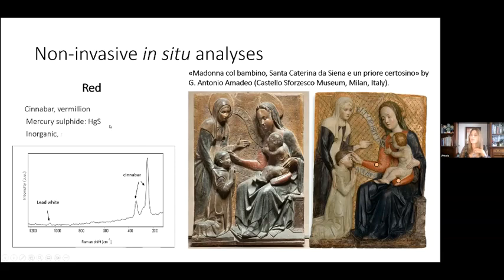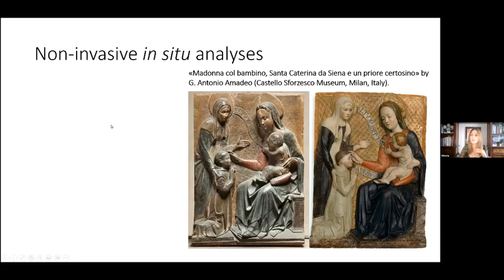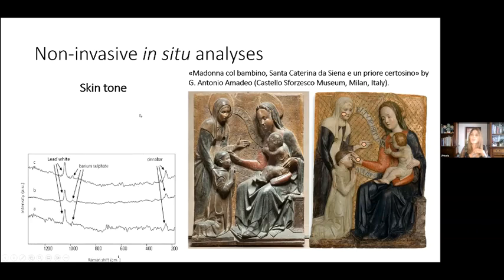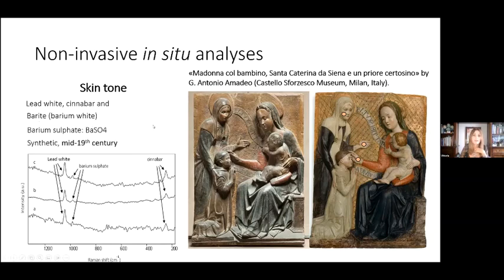But the most interesting points were the skin tones. A mixture of cinnabar mixed with lead white was employed for the complexions, and also barium sulfate was widely detected on these points, which is to ascribe to a previous restoration work, since that synthetic pigment started being used from 1920.